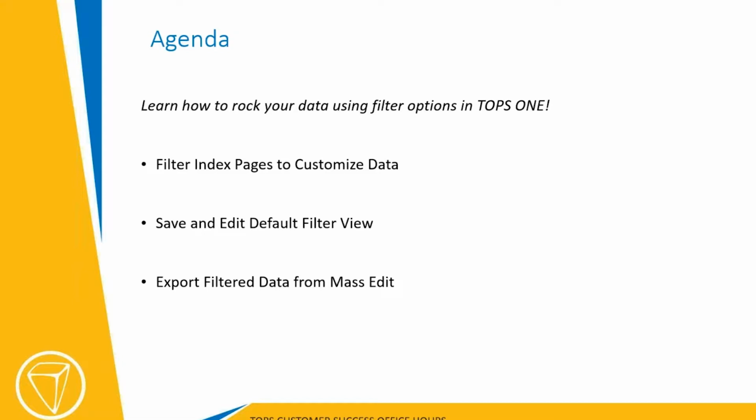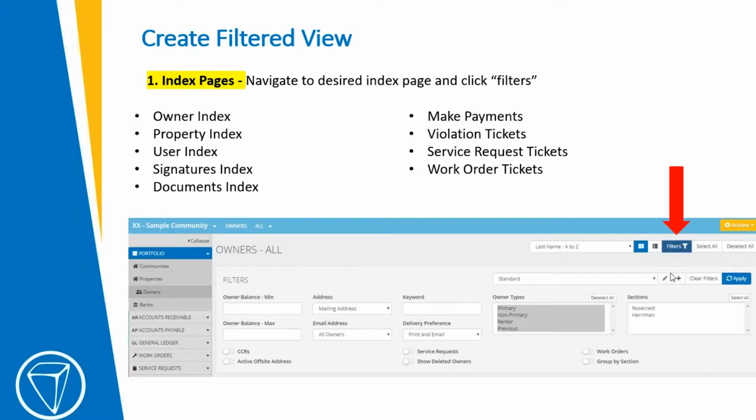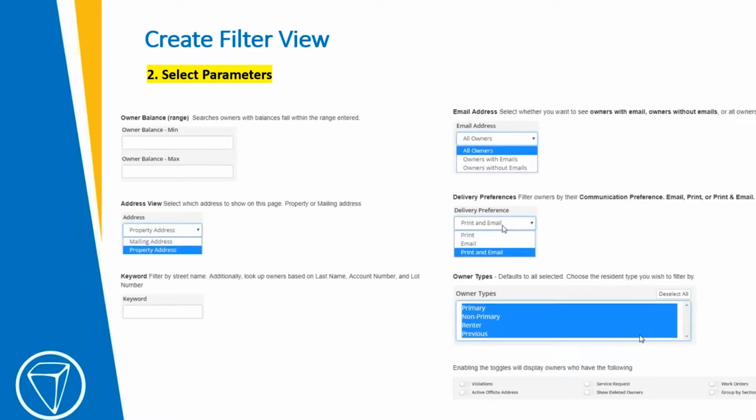So for the filtered view on index pages, you're going to start by navigating to any desired index page. And that can be your owner index, your property index, user, signatures, documents, make payments, violations, service requests, and work orders. For this example, we're going to use the owner index page. And so once you get to that index page, you're going to go ahead and click the blue button that says filters in order to bring up the parameters. Next step is going to be to select your parameters.